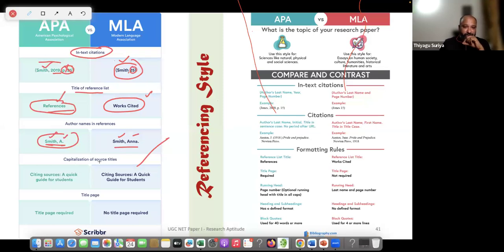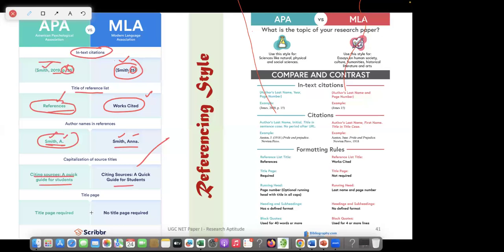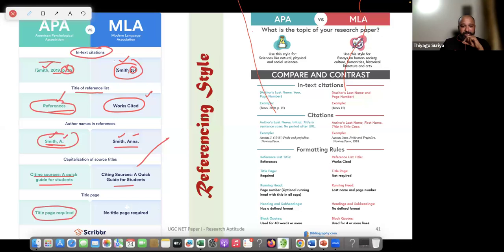And the capitalization of the source title. Citing Sources, a guide for the students, gives this. Is a title page required? No title page is required as part of MLA, unlike APA. And I'm just going to give you another idea about this.